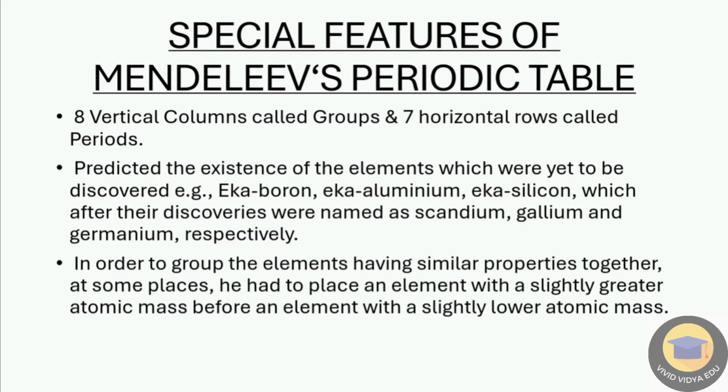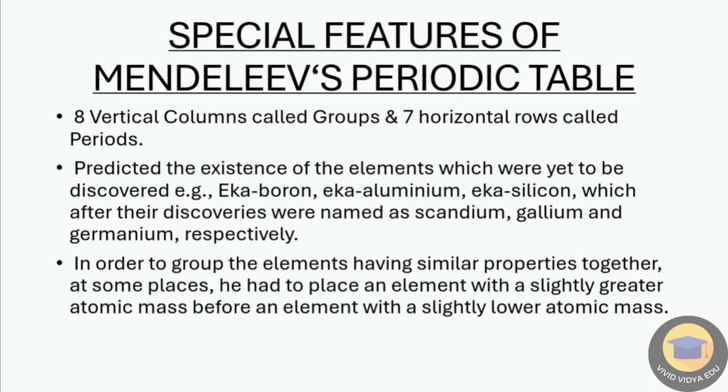Now let's read some features of Mendeleev's periodic table. This table contains 8 vertical columns called groups and 7 horizontal rows called periods. He even predicted the existence of those elements which were yet to be discovered. For example, Eka boron, Eka aluminium, Eka silicon, which after their discoveries were named scandium, gallium, and germanium. And the third point is, in order to group the elements having similar properties together at some places, he had to place an element with a slightly greater atomic mass before an element with a slightly lower atomic mass.